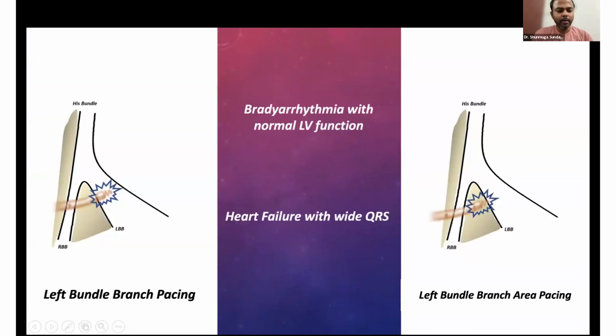Just to give an example, when the lead is hitting the left bundle, you'll be able to get left bundle branch pacing irrespective of the pacing output. You can pace at low output or high output when the lead is sitting on the left bundle, so you will have a consistent capture of the conduction system.